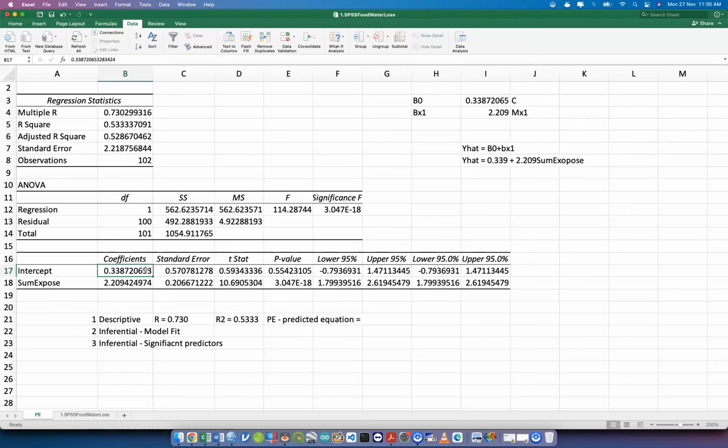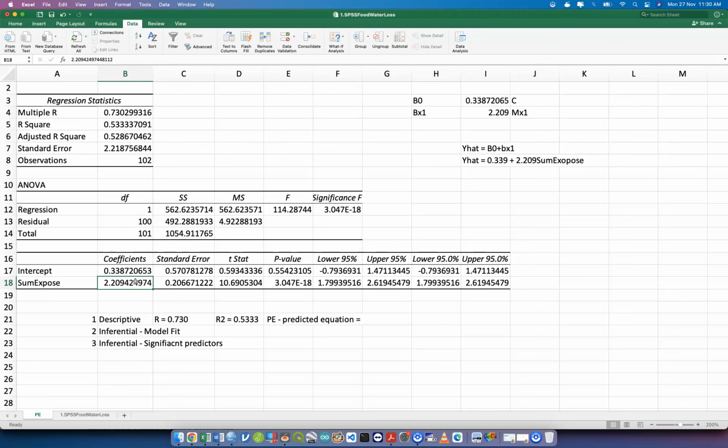Okay? So your coefficient here is actually a beta coefficient. This is beta naught, also known as the intercept, or part C, and then 2.209 is actually our beta X1, or the sum of exposed coefficient. So this is a beta coefficient.